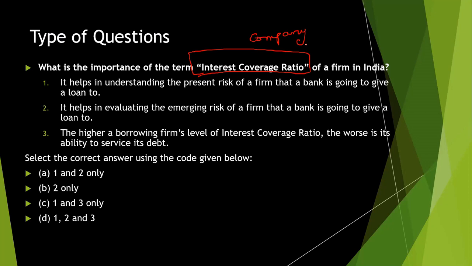So when I am a bank, when I'm lending, which company will I choose of these 3 companies? Obviously, the one which has the ability to repay for the next 12 months, right? Look at the third option now. Higher the borrowing firm's level of interest coverage ratio, the worse is its ability to service its debt, which is false. Because as high as it is, it's better for the company. It can pay that much easily.